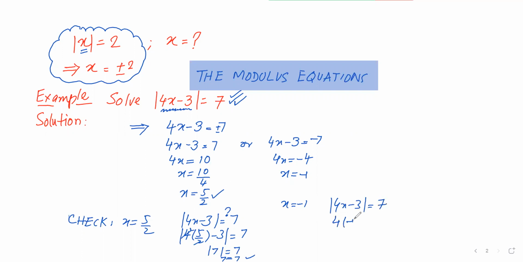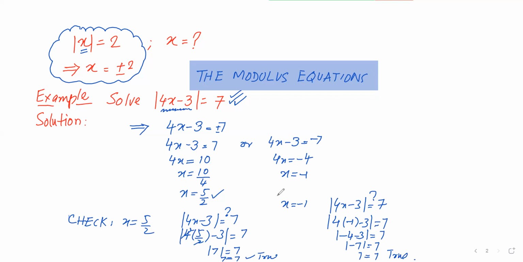4 into minus 1 minus 3 is equal to, we're just trying to check whether it's okay or not. So this is minus 4 minus 3 is equal to 7. Minus 7 modulus is equal to 7. And yes, we know that minus 7 modulus is 7, so 7 is equal to 7. Again, this is true.